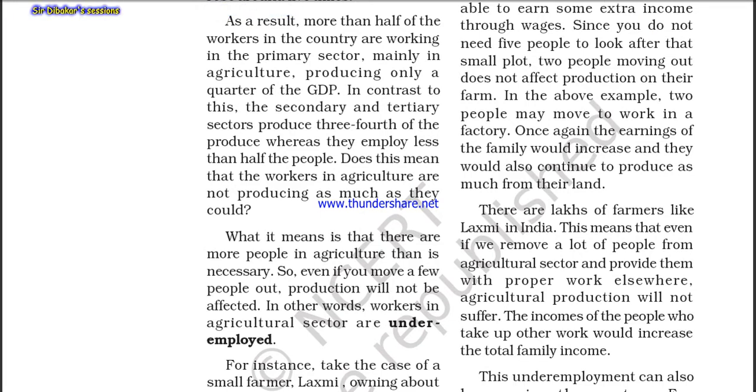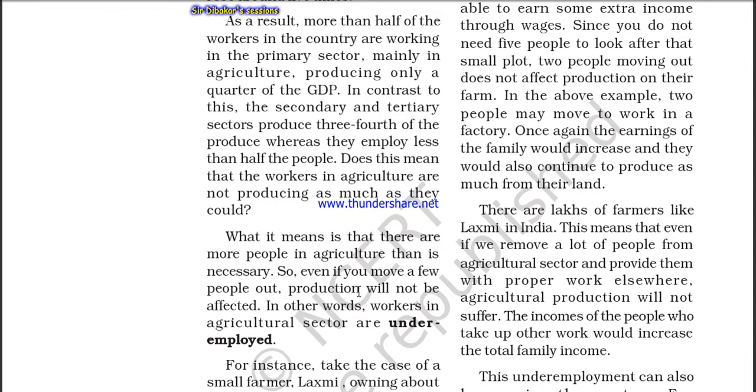And so what is happening? No one is able to work as per his or her capacity. Clear? So when a person is unable to work as per his or her capacity, or in other words, when the addition of a new person does not contribute to production, or when you delete or move one or two persons out of the production unit, but it does not affect the production, then such employed people are known as underemployed people.